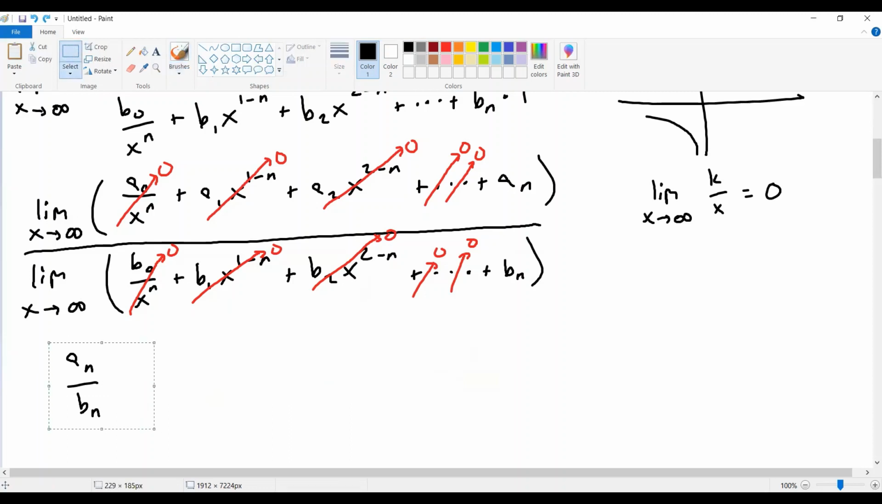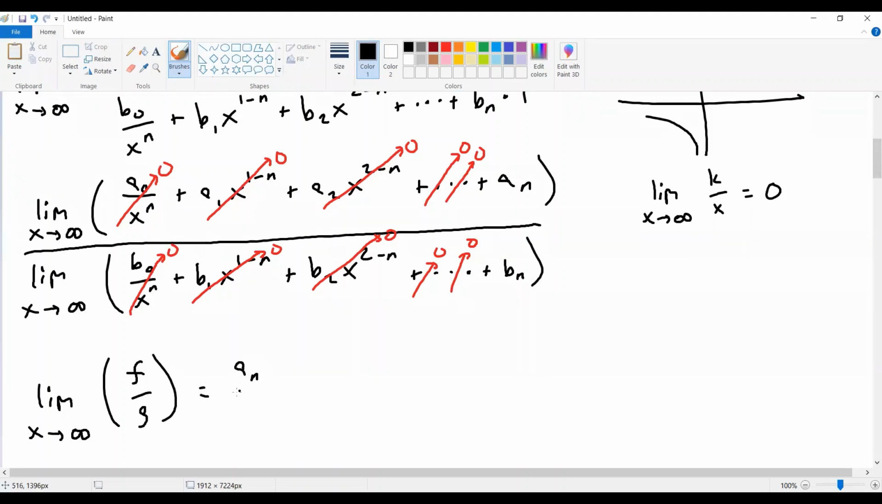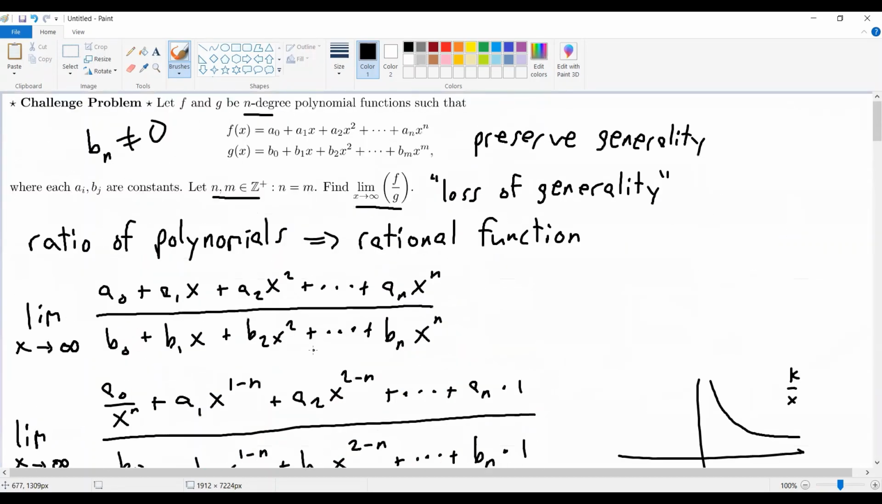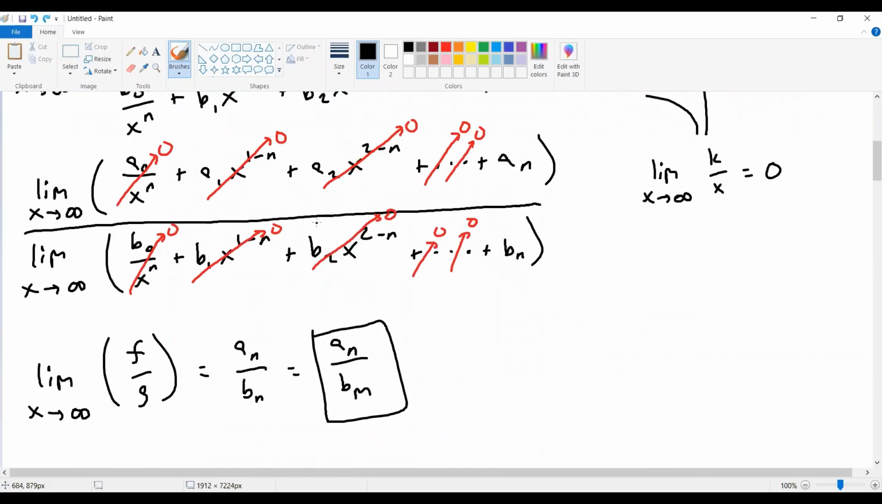So then the limit as x approaches infinity of f over g is a sub n over b sub n. And since n is equal to m, we could say a sub n over b sub n. And we would answer like this to preserve how the original question statement posed our stuff over here. So in other words, here's the takeaway. This is what this exercise really does without you maybe noticing it.